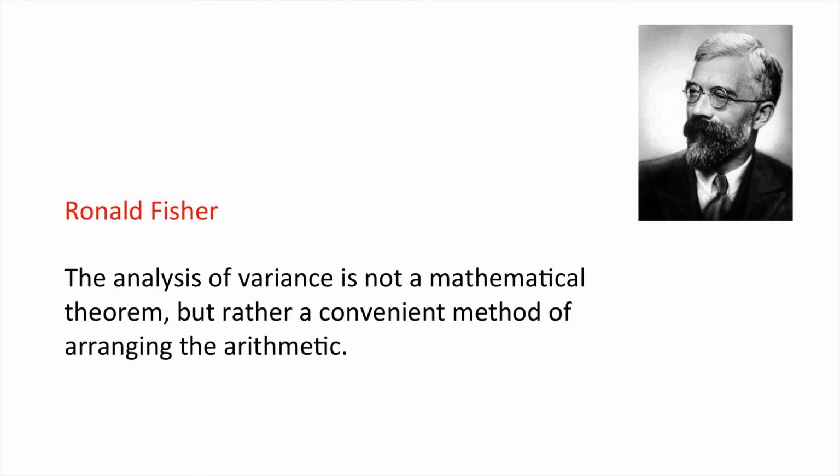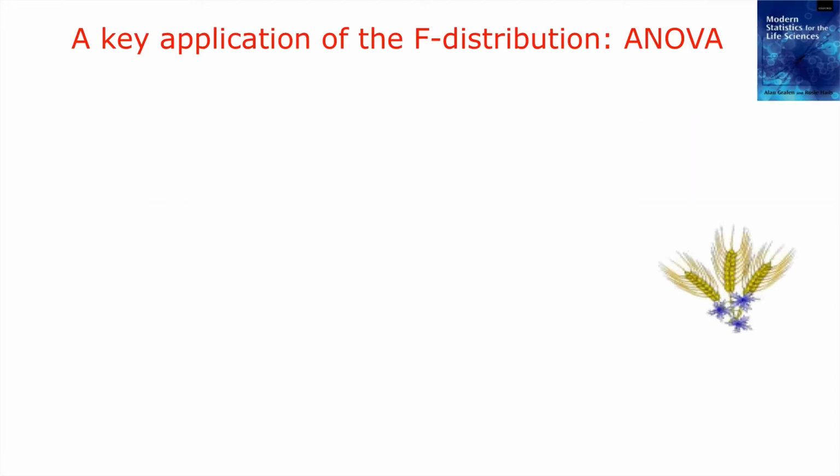Ronald Fisher himself invented the analysis of variance, and he suggested that it's not really a mathematical theorem, but really a convenient method of arranging the arithmetic, as he said. Let's have a look at a really nice example. It's actually drawn from Grafen and Hails' excellent book Modern Statistics for the Life Sciences.